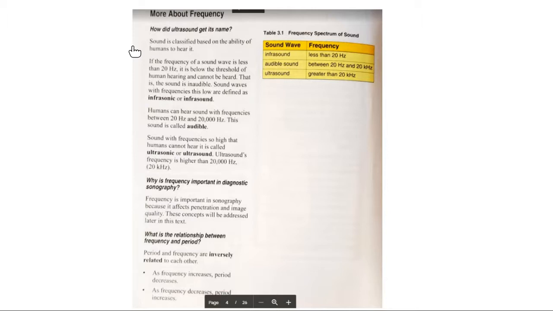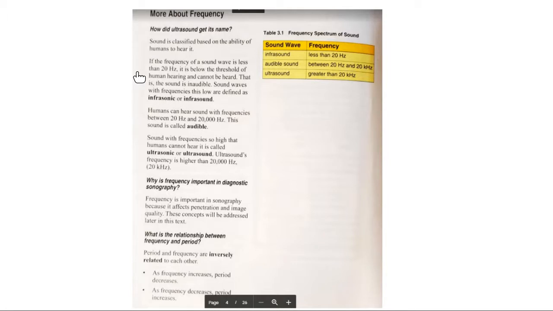So sound is classified based on the ability for humans to hear it. If the frequency of a sound wave is less than 20 hertz, it is below the threshold of human hearing and cannot be heard. Now, your dog and my daughter's dogs, who visited us in this class a few minutes ago, maybe could hear something below 20 hertz, but a human really can't. And so that sound is inaudible.